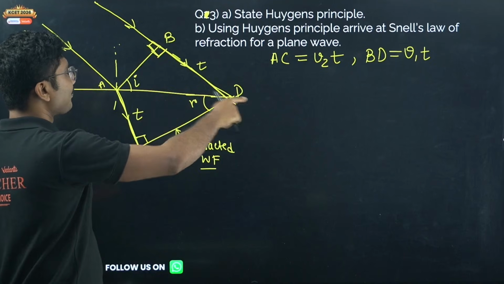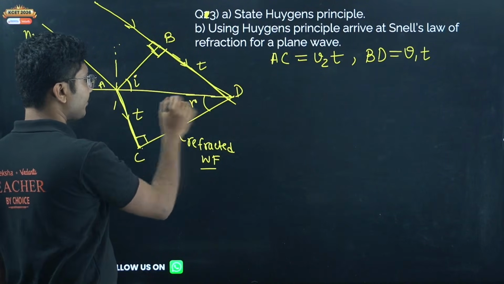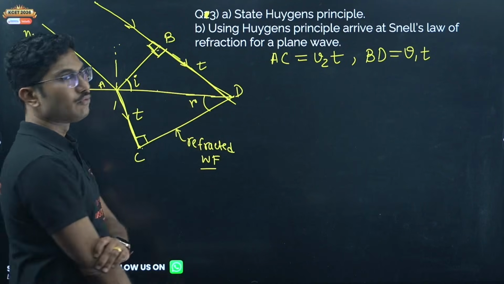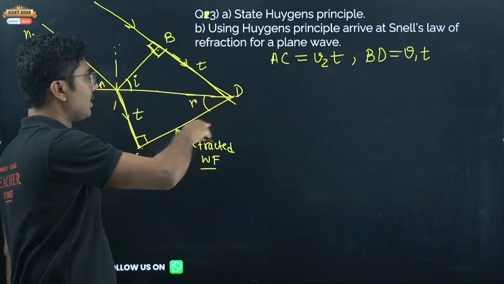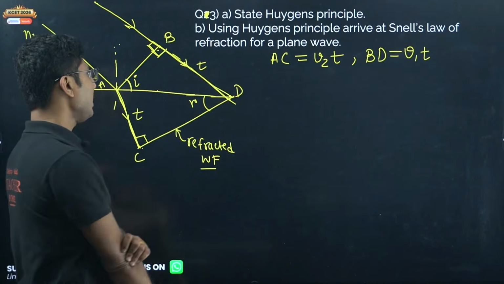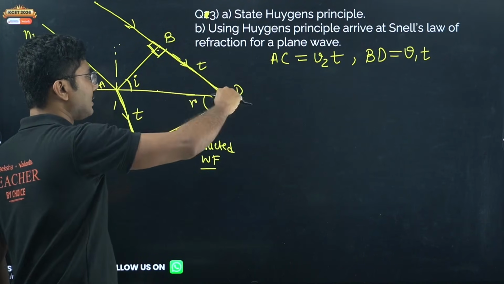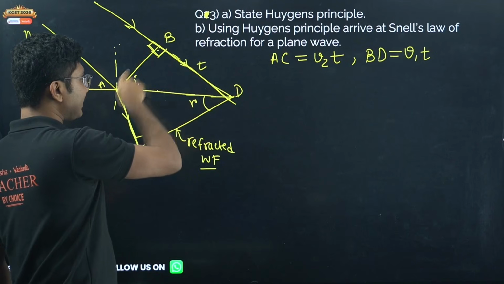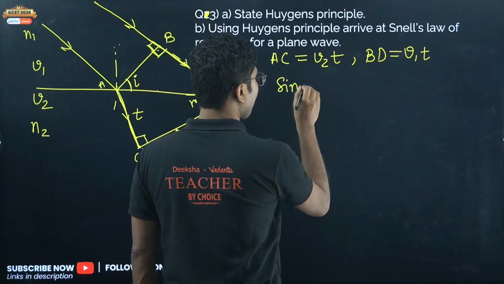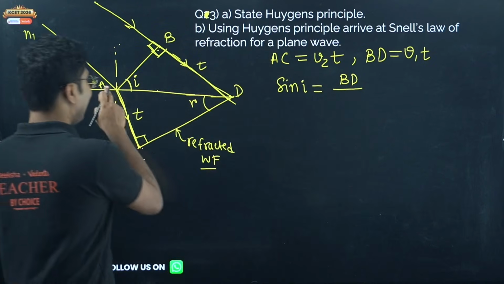So what is sin I? This is the angle, this is the adjacent side and this is the hypotenuse. Why is this the hypotenuse? This is 90 degrees, so the side opposite the right angle is the hypotenuse. Don't get fooled, this is not the hypotenuse. The hypotenuse is this one, this is the adjacent side, and this is the perpendicular. For sin I it is perpendicular by hypotenuse. The perpendicular is BD, opposite to the angle. So sin I is given by BD upon AD.